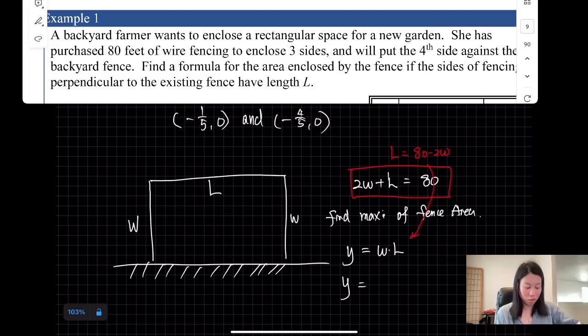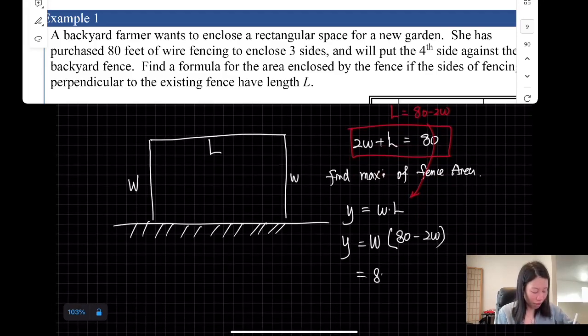All right, let's try to substitute and see what happens. So I have w, substitute the L with 80 minus 2w. Now let's simplify. I have 80w minus 2w squared. So that gives you a quadratic function with the variable w. Okay, with this function, why do I need this? Because one thing about quadratic functions, how can this help you? Well, when it comes to quadratic functions, we know that they will have a maximum or minimum.